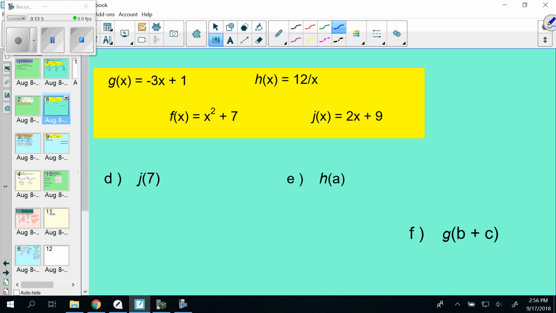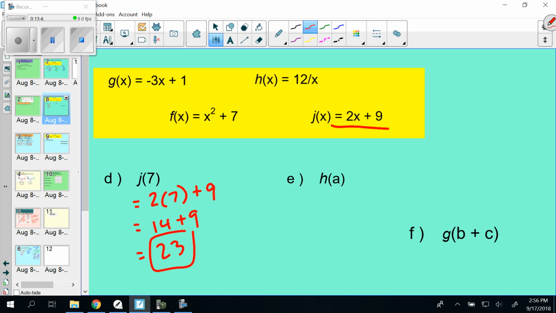Okay, looking at the other 3 on there, j at 7. Now we're over to this function on the right. Okay, drop in 7 there. So you have 2 times 7 plus 9. That'd be 14 plus 9, so the output is going to be 23.